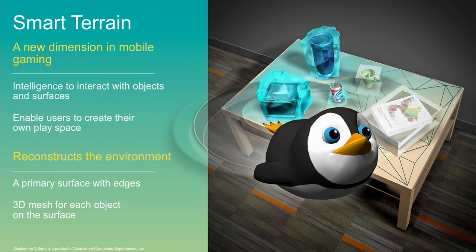So again, Smart Terrain gives you the intelligence to interact with objects and surfaces. It enables users to create a play space. It's been well accepted within gaming at this point, and we're seeing a lot of uptake among game developers. With this version of the technology, what we refer to as monocular, or Smart Terrain for today's devices.